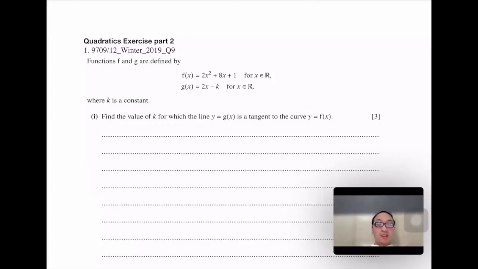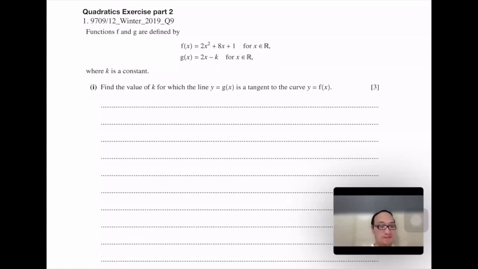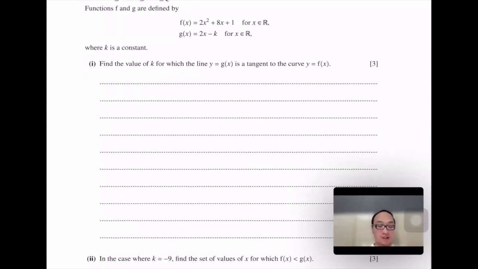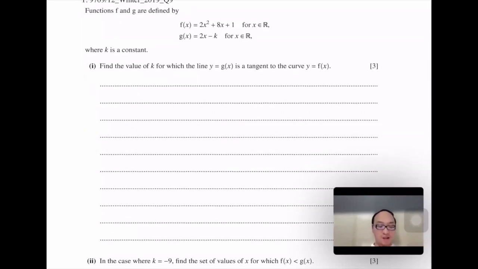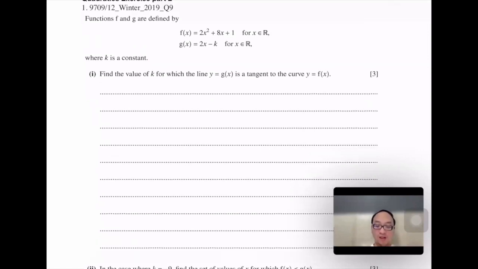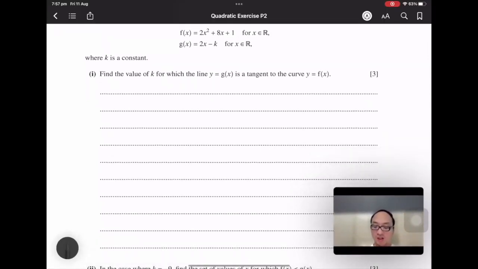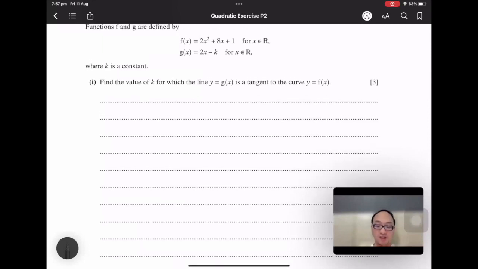This is the discussion of quadratic exercise part 2. Number 1. Functions f and g are defined by f(x) and g(x), where k is a constant. Find the value of k for which the line y equals g(x) is a tangent to the curve y equals f(x).